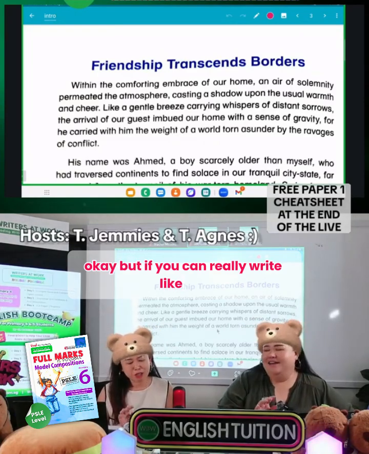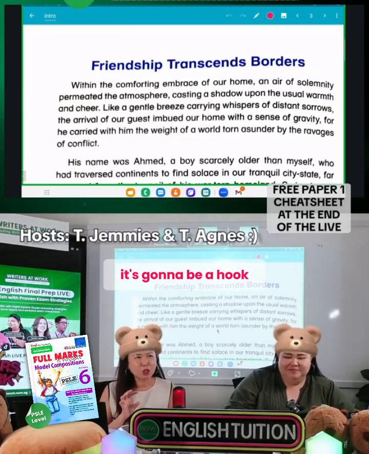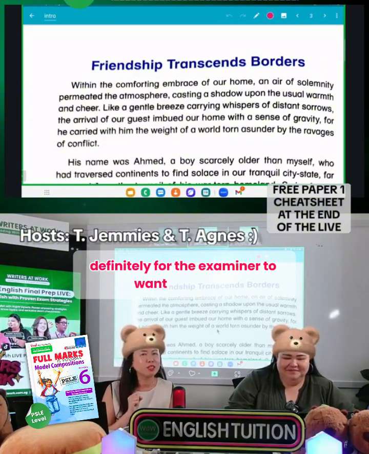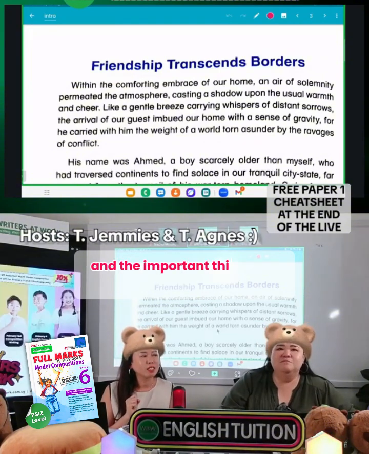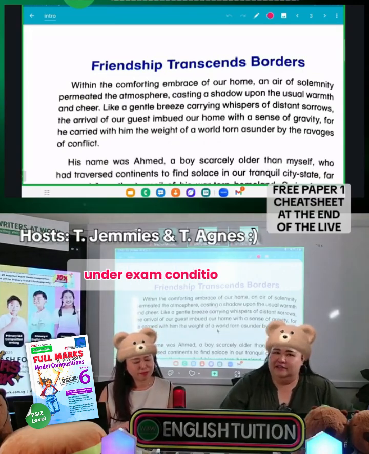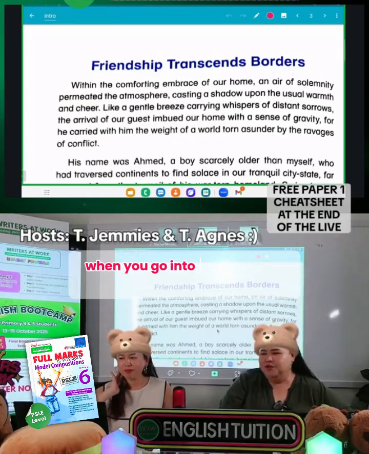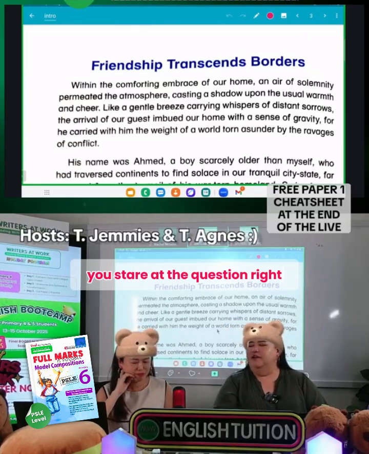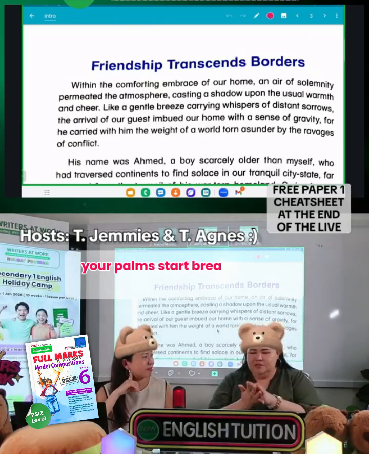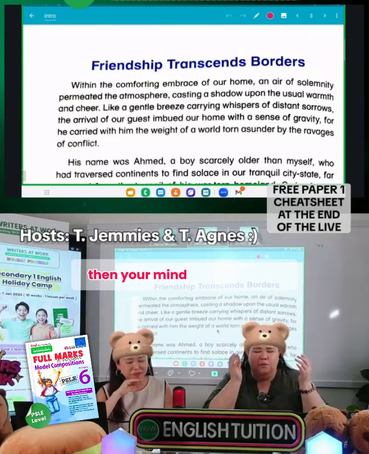Okay, but if you can really write like this, it's going to be a hook, definitely, for the examiner to want to read on. And the important thing is to write like this under exam condition. Actually, that's the key. Because what happens is when you go into the examination hall, you stare at the question, right? Then your palms start breaking out in cold sweat. Then your mind goes blank.